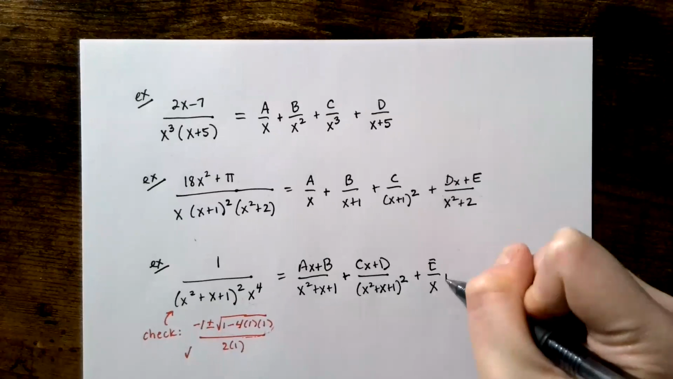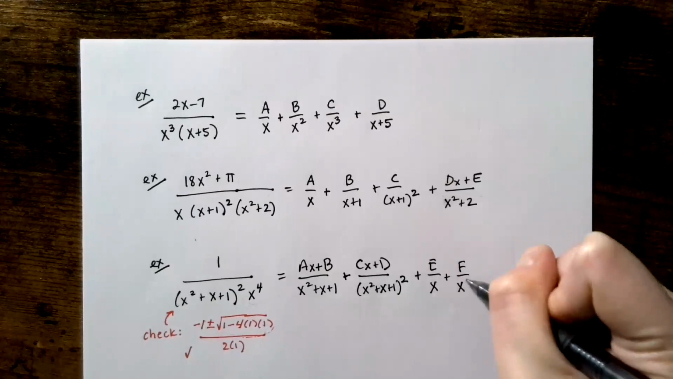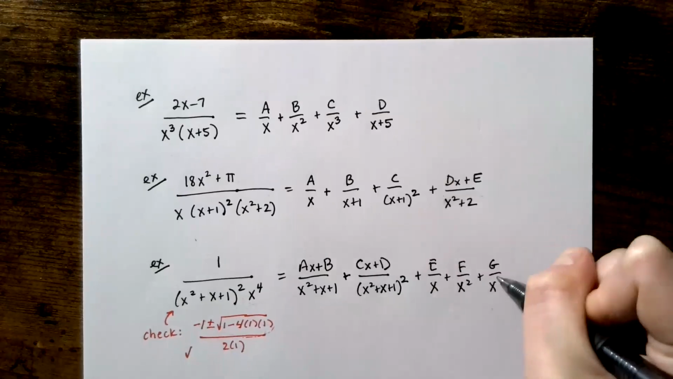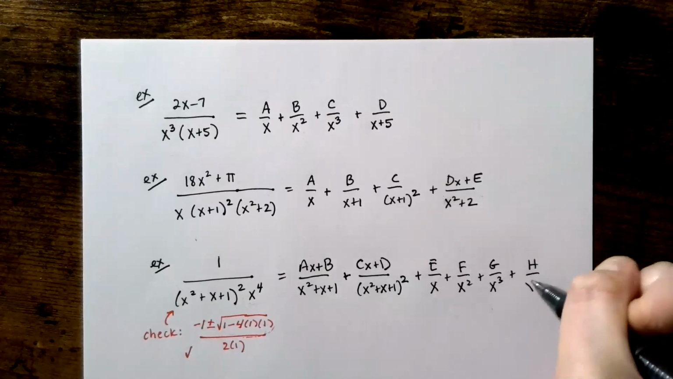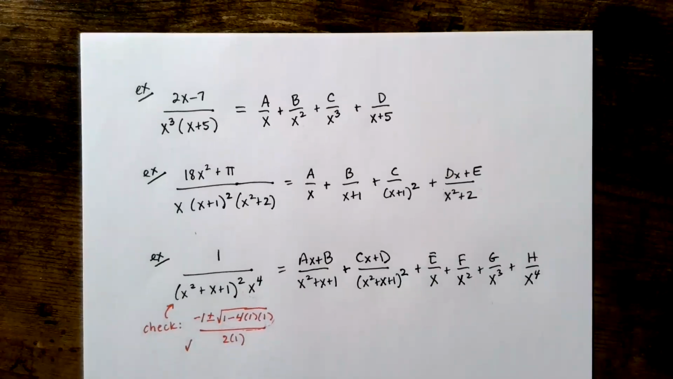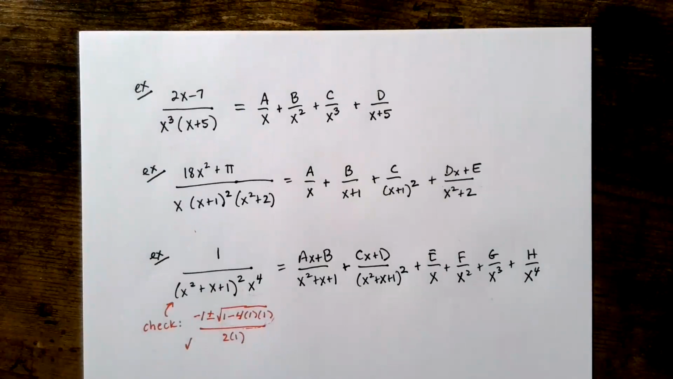E, F, G, and H. We won't see any that we need to solve by hand that actually have this many mystery letters in it, but this is how that partial fractions breakdown would go.